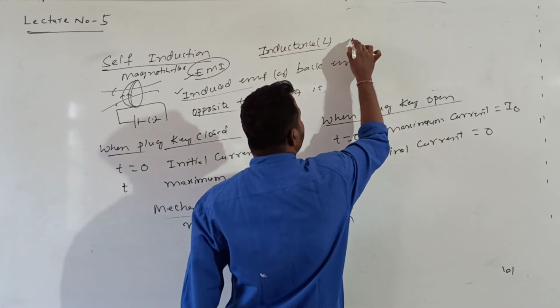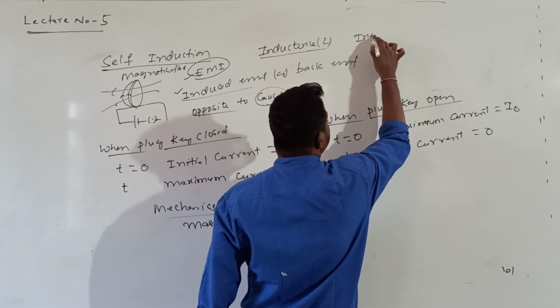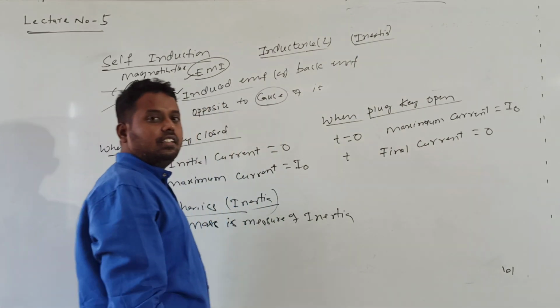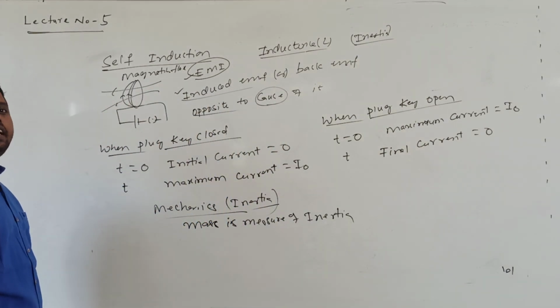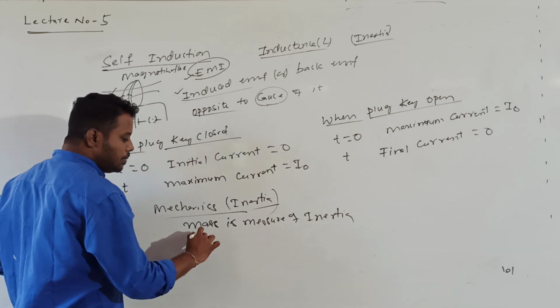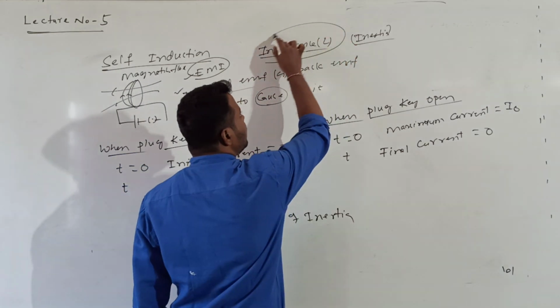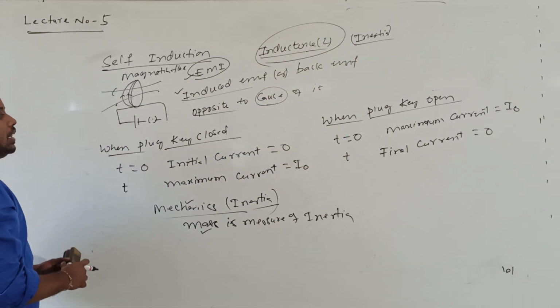This inductance will play the role like inertia. This inertia is called electrical inertia. Mass is the measurement of mechanical inertia. Inductance is the measurement of which one? Electrical inertia. What is inductance?